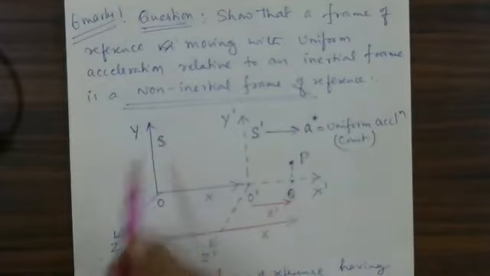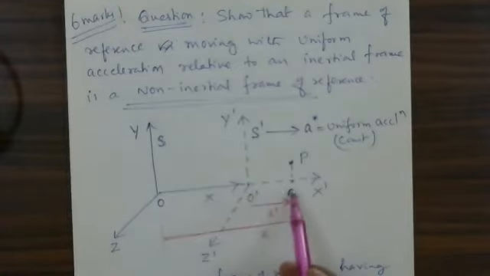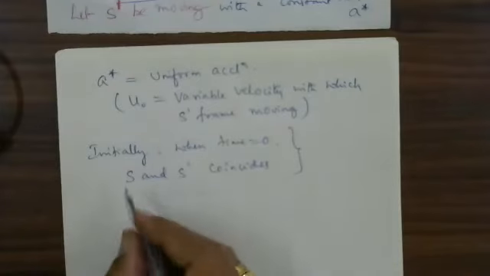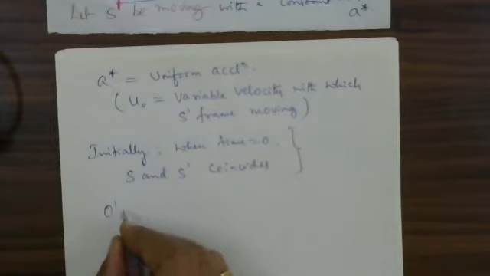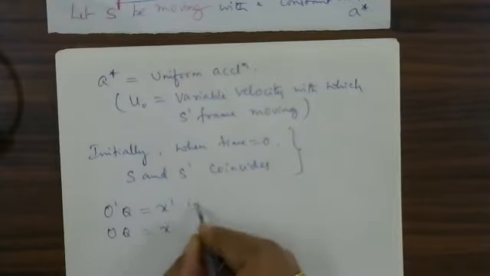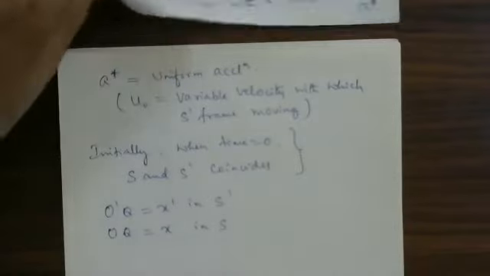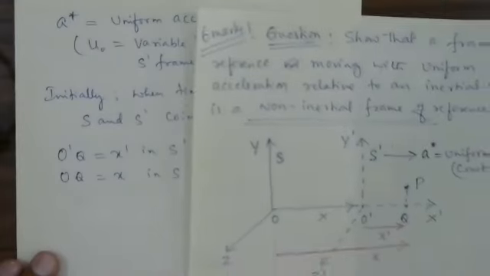In the frame S, the same point Q from point O, OQ is equal to X, and O dash Q is equal to X dash. So I will use that concept here. So what is that concept? O dash Q is equal to X dash, and OQ is equal to X. This is in the S dash frame, and this is in the S frame. I wrote it already, just you see them.